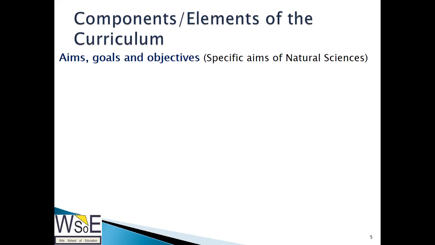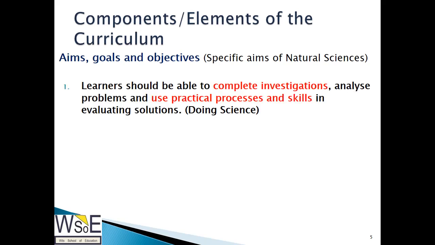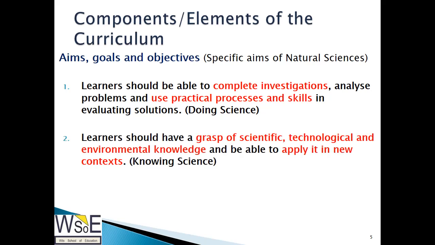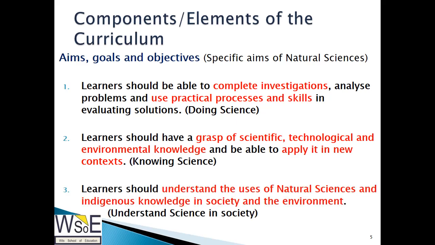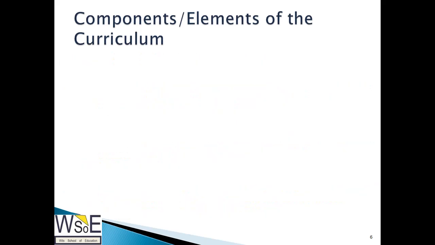Now, the specific aims of natural science are that learners should be able to complete investigations, analyze problems, and use practical processes and skills in evaluating solutions. So that's the doing science. Learners should have a grasp of scientific, technological, and environmental knowledge to be able to apply it in new contexts. That is the knowing science. And learners should understand the uses of natural science and indigenous knowledge in society and the environment. In other words, they understand science in society. So those are the aims of the CAPS curriculum.